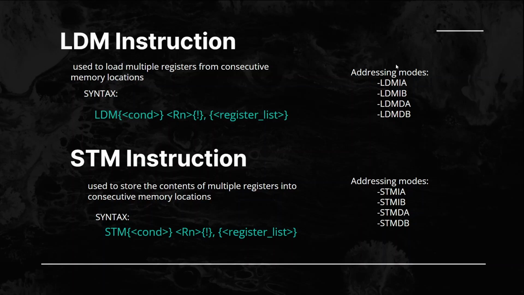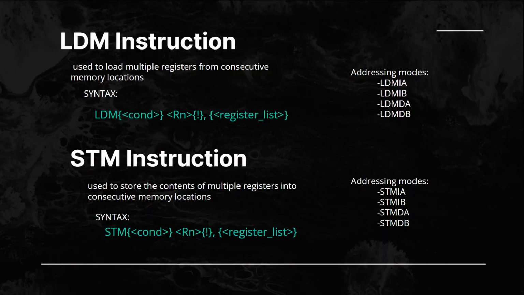The LDM instruction is used to load multiple registers from consecutive memory locations. This instruction is highly efficient for handling operations where multiple registers need to be loaded from memory, such as restoring a register state from a stack or loading a block of data.